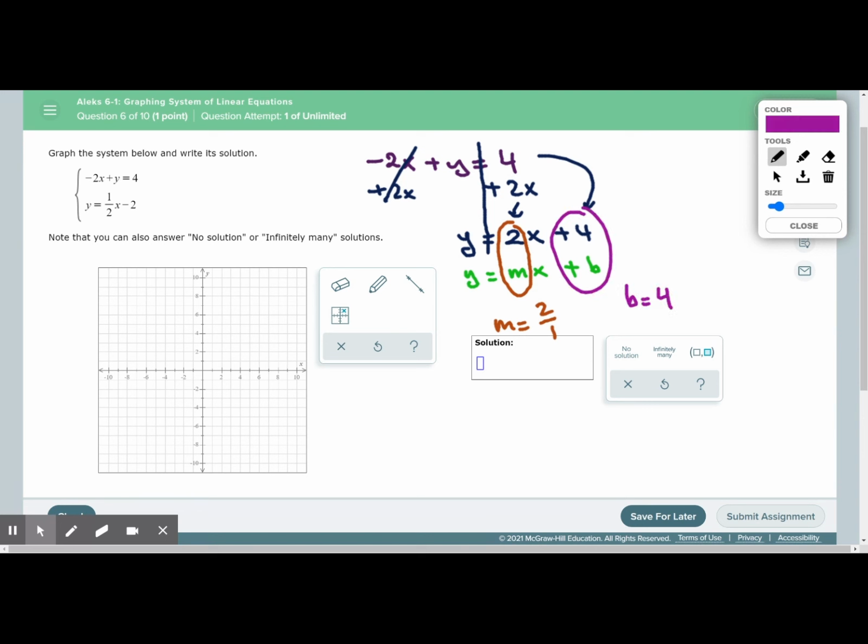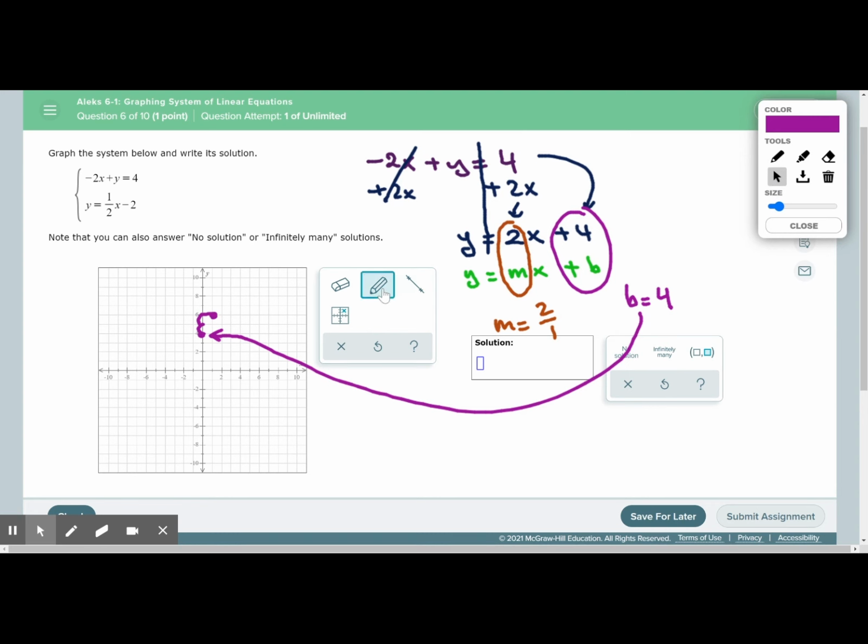B equal to 4, which is your beginning. So you begin at 4, and then go up 2 over 1. Up 2 over 1. All right, so I will go ahead and do this. Begin at 4 and up 2 over 1.